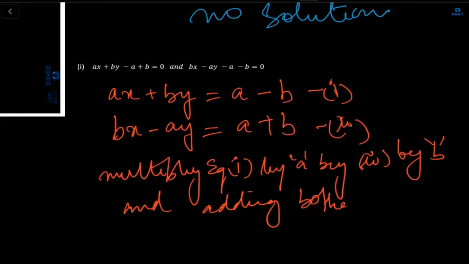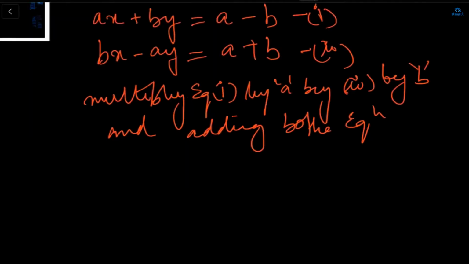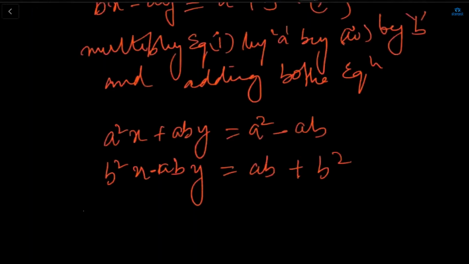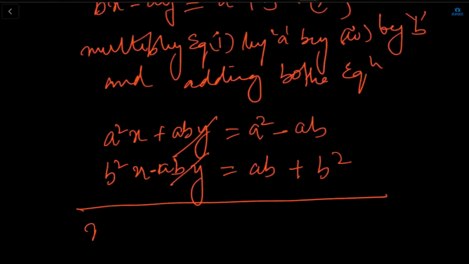So if you multiply the first equation with a, it will be a square x plus aby is equal to a square minus ab. Now the next equation we are multiplying with b, so it will be b square x minus aby is equal to ab plus b square. Now we are going to add, so you can see aby will be cancelled. You can take x common, and a square plus b square is equal to, again the ab will be cancelled, and you'll get a square plus b square.